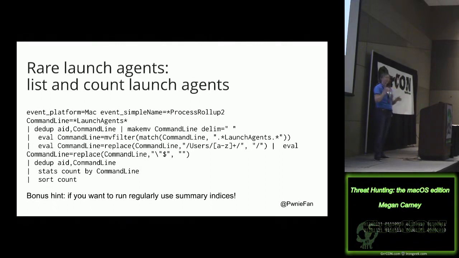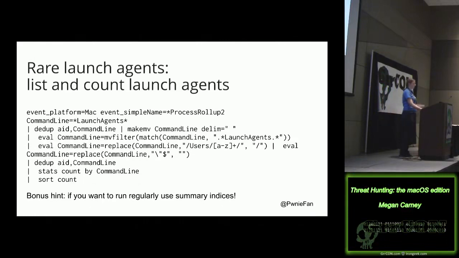So this is something I didn't get to do because of the experiment setup I had. But if you want to run this query regularly, look at using summary indexing or whatever the equivalent is for your SIEM, because it will make it much more efficient. There are hundreds of launch agents on a Mac before you even install anything. So this is going to return a lot of data. And if you're going to run it over large periods of time, your SIEM is probably not going to like you very much. So summary indexing or something similar will help.